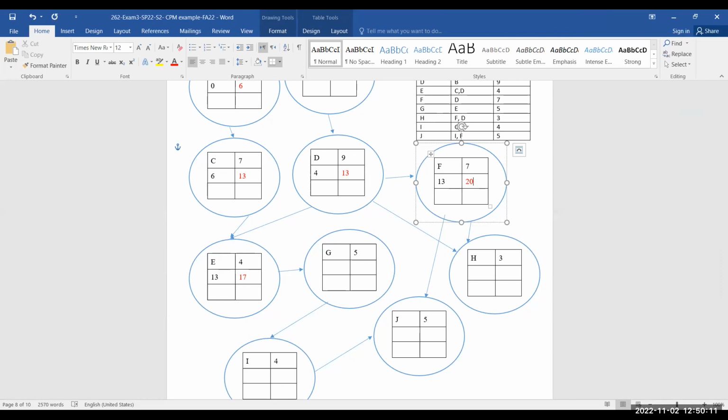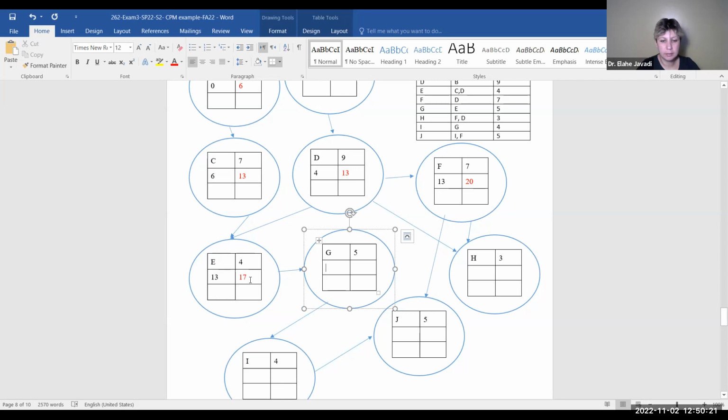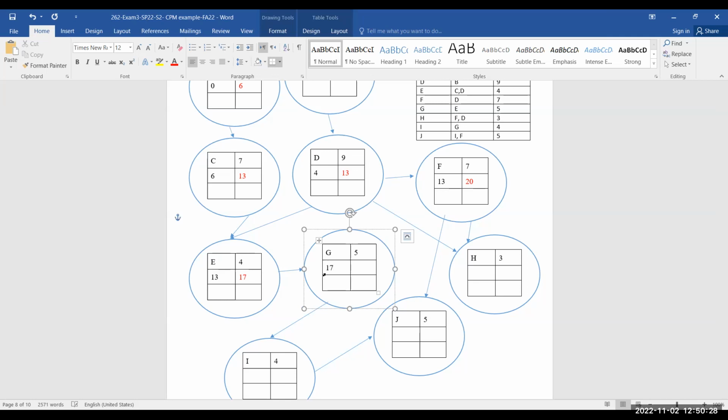We go to Benedict, for G. Yes. Wouldn't it be 13 as well? G depends on E. What's the early finish? 17? Perfect, Benedict. Make sure, because your eyes can jump over numbers. You just get their early finish. Perfect. 17 plus 5, 22. Good job. 22, yeah. Nice.